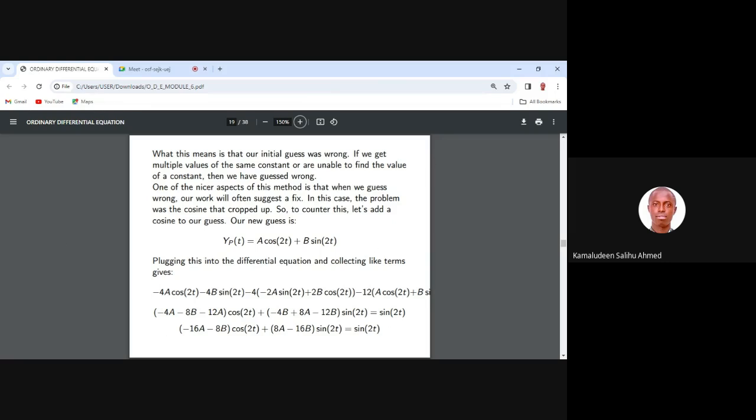So when you now factorize those with cos, those with sine, you have this minus 4a minus 8b minus 12a with a factor of cos 2t, plus minus 4b plus 8a minus 12b, the one with sine together, then is equal to the right hand side. So now, what is the next thing? The next thing is for us to add them together.